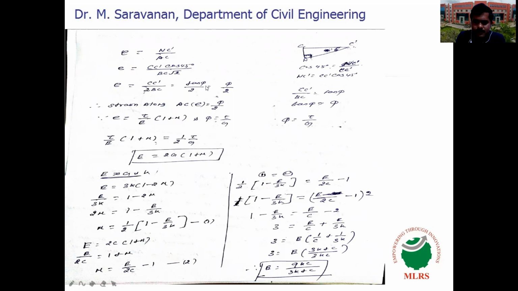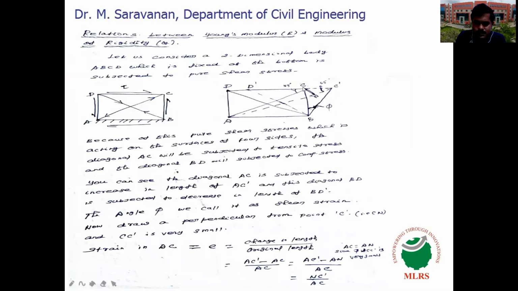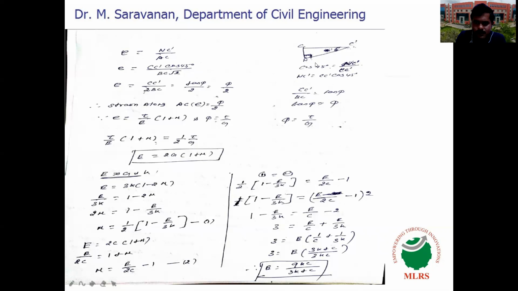Now you can see this triangle CNC dash. Here cos 45 is nothing but adjacent divided by hypotenuse. So cos theta is equal to adjacent by hypotenuse. Here the adjacent is NC dash and the hypotenuse is CC dash. The angle is 45 degrees, so cos 45 is equal to NC dash by CC dash. Therefore, NC dash is equal to CC dash into cos 45 degrees.